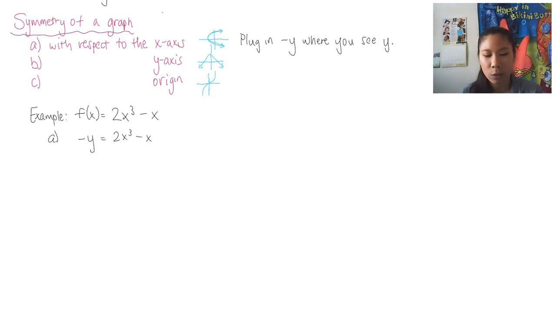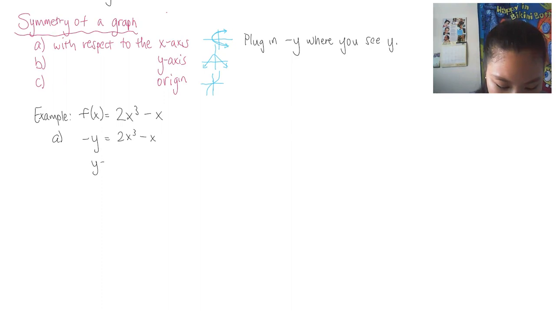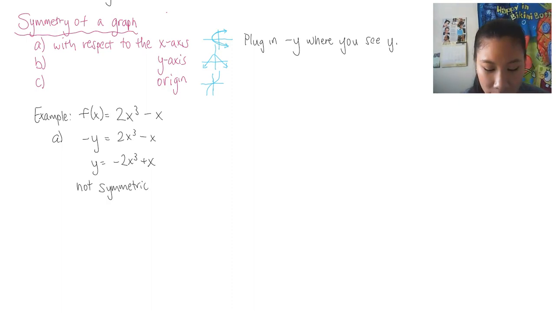And then at that point, we're trying to see if the simplified version after I've plugged in negative y matches the original. So we always want to get y by itself. So I'm going to divide both sides by -1. So now I have y by itself. It does not match the original because now my signs are different. So because of this, that means this equation is not symmetric with respect to the x-axis.